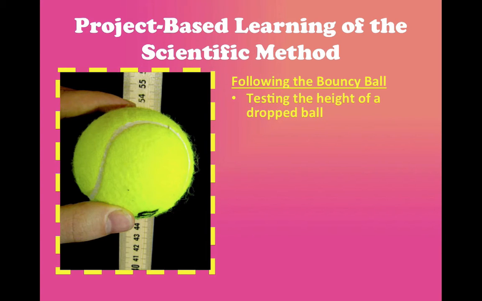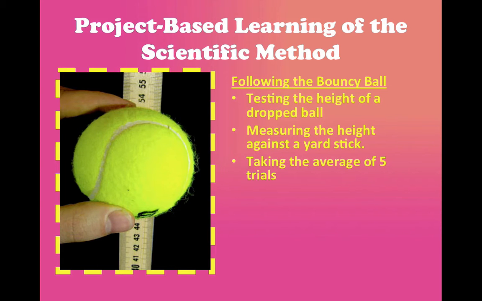Students will be testing the height of different sorts of bouncing balls. They will be using a yardstick to measure the height of the different balls that have been dropped. After dropping the same ball, which could be a tennis ball, a golf ball, a ping pong ball, or a regular rubber bouncing ball, the students will drop the ball 5 times and take the average of those 5 trials.